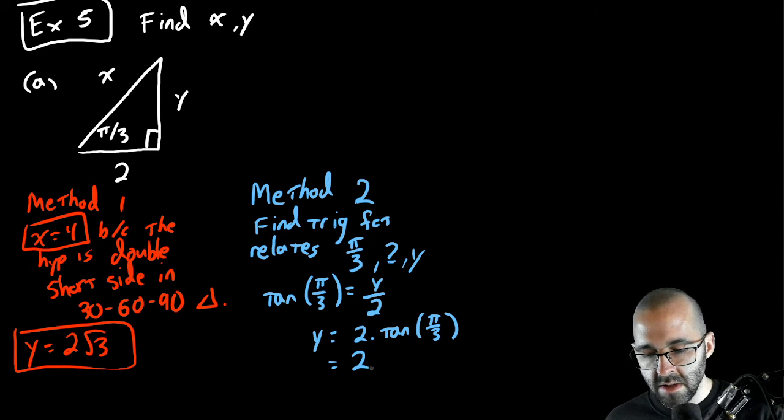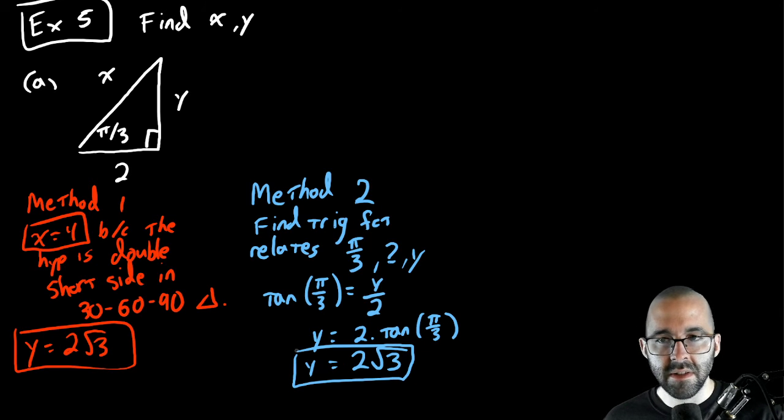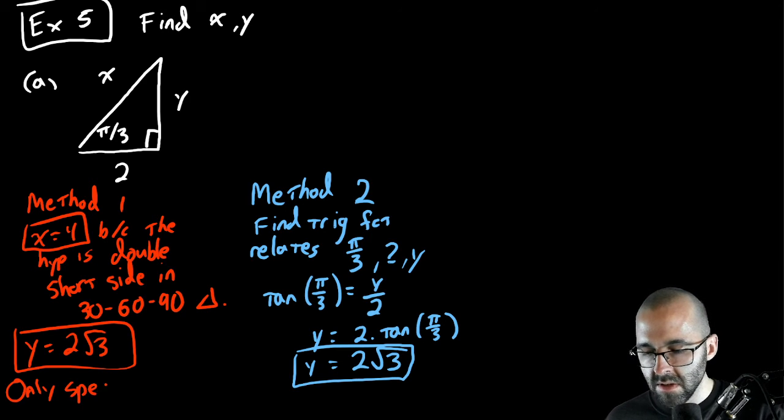Okay? And one of the advantages to doing it this way is this works even if it's not a special triangle. So this first method is only for special triangles.